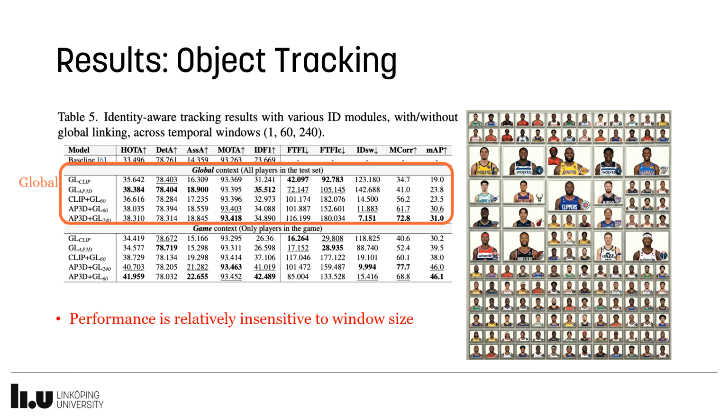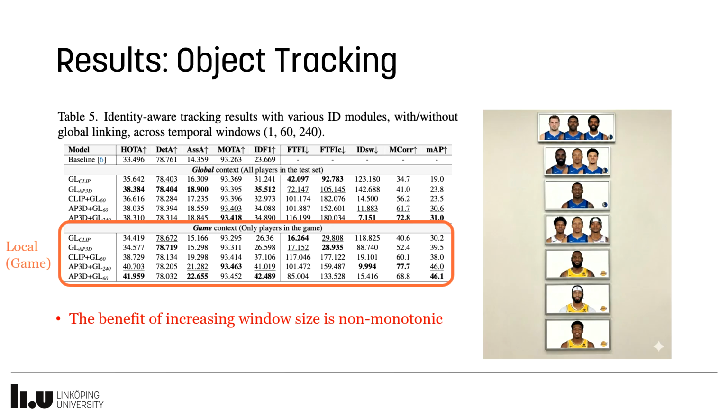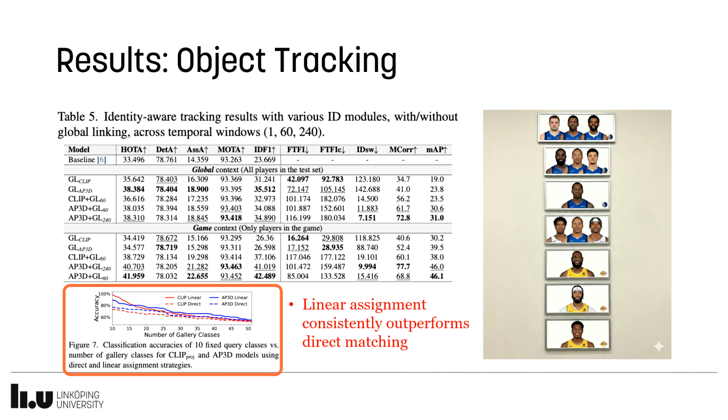In global context, where we match tracklets with all the player IDs, the ID tracking performance is relatively insensitive to window size. In game context, where we match the tracklets with players that are present in the game, increasing window size benefits the performance in a non-monotonic way. We also noticed that the assignment strategy affects the accuracy, where linear assignment consistently outperforms direct matching.